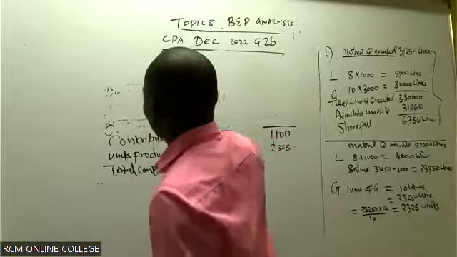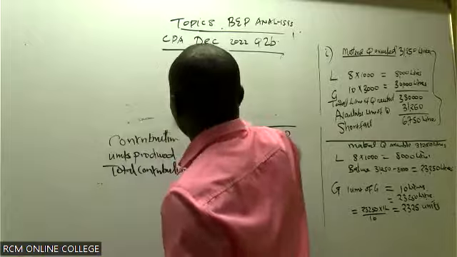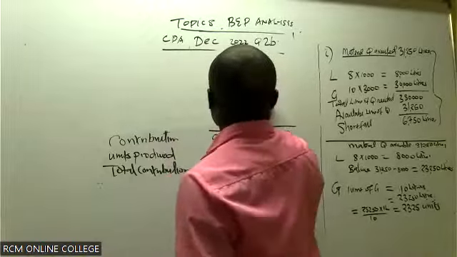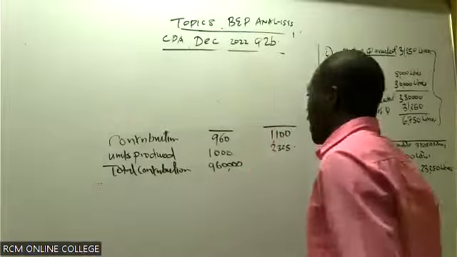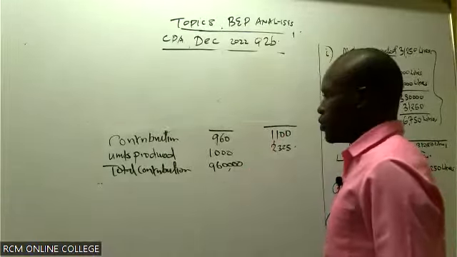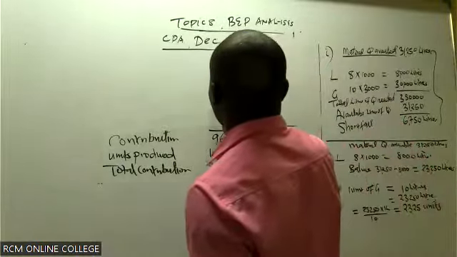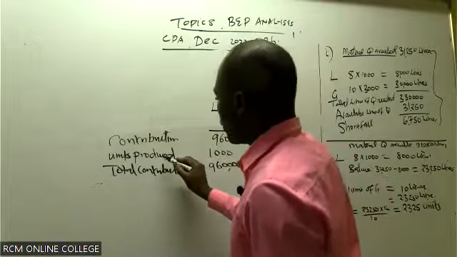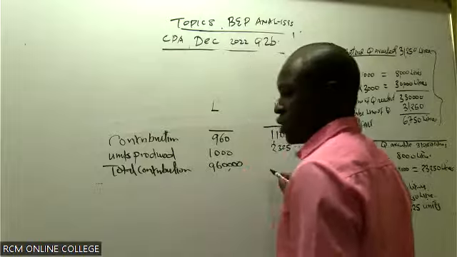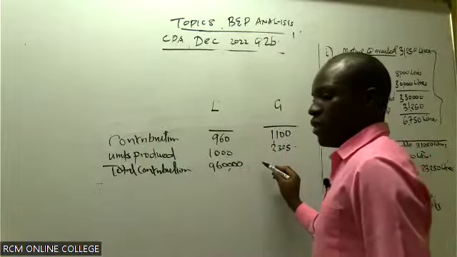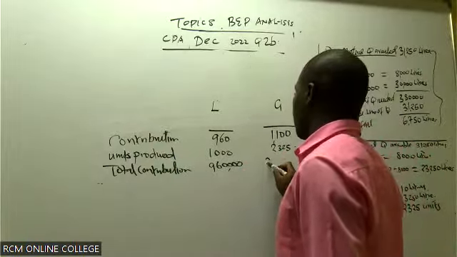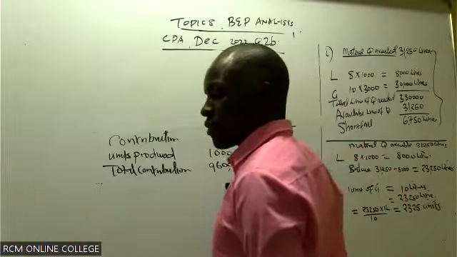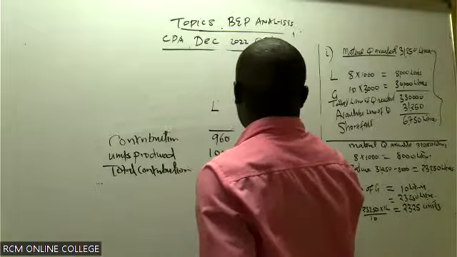You've done Roman 2. You got the right figures for contribution. Start from that point. Start from here. You'll still get your full marks. Start here: contribution of L, contribution of G. Then you give us units produced, total contribution. Calculate TV. You'll still get your full marks.